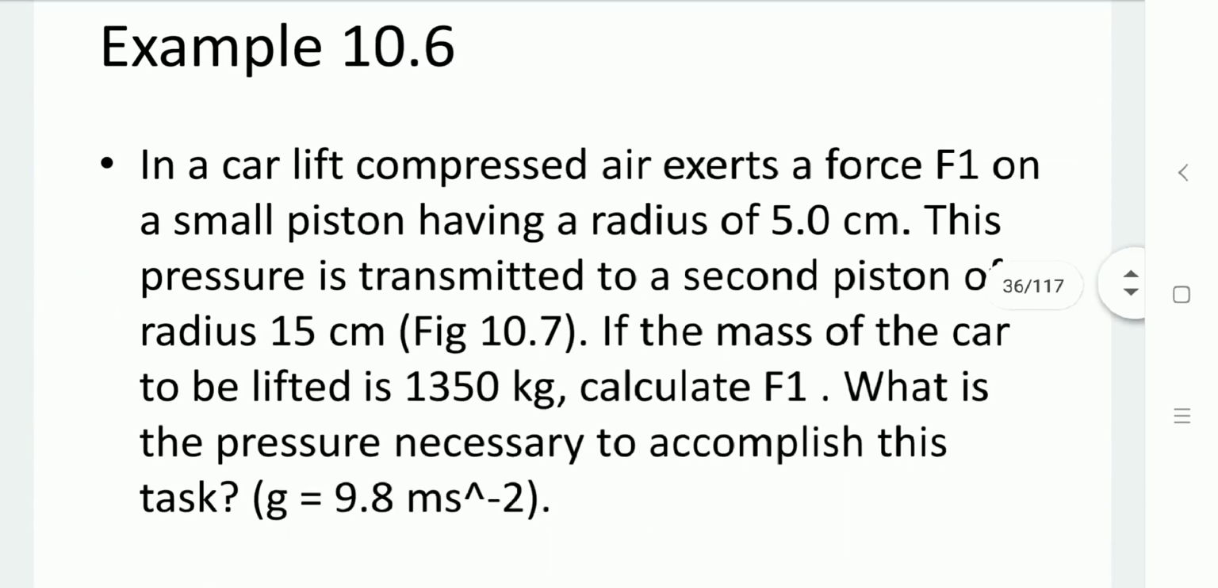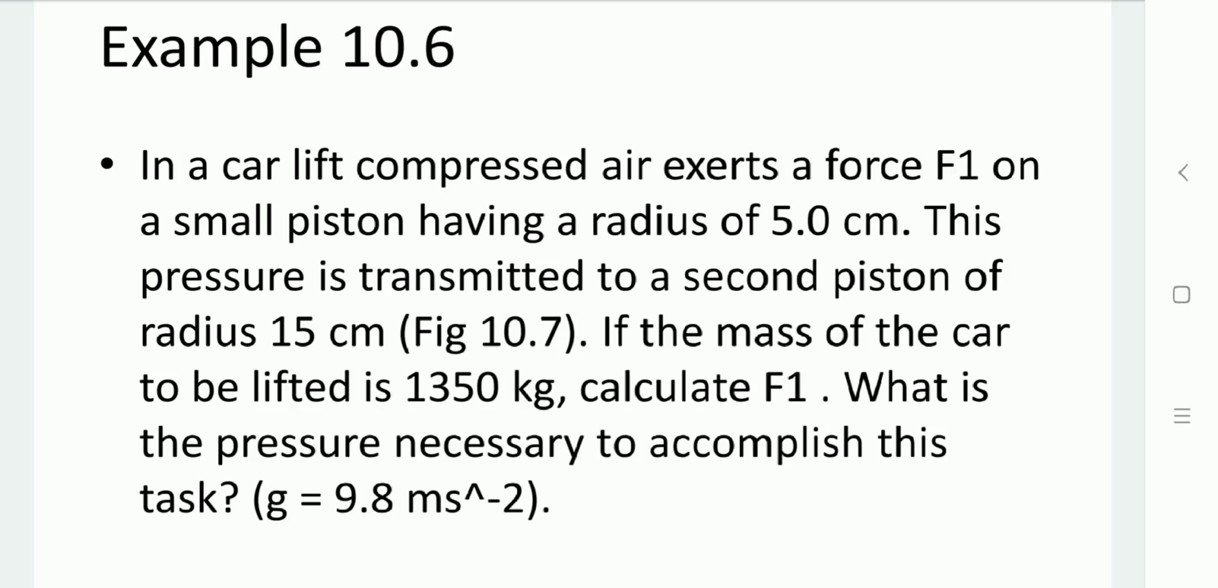Next example, in a car lift, compressed air exerts a force F1 on a small piston having a radius of 5 cm. This pressure is transmitted to a second piston of radius 15 cm. If the mass of the car to be lifted is 1350 kg, then calculate F1. What is the pressure necessary to accomplish this task? Given g is 9.8 meter per second square.